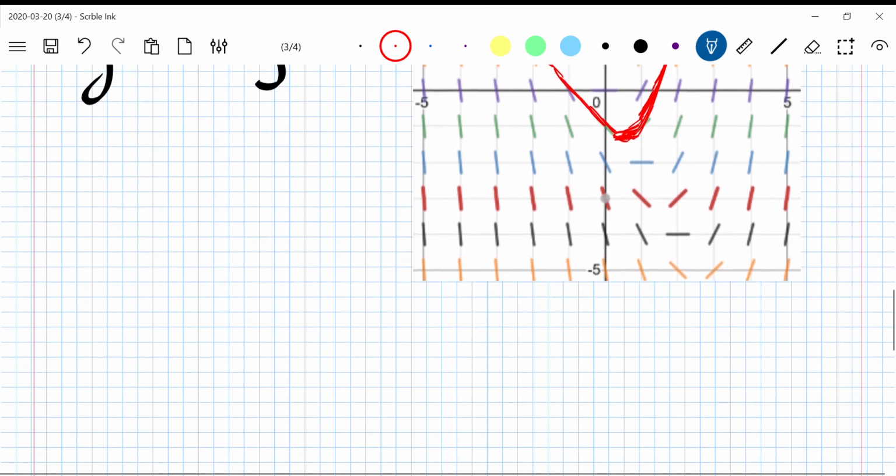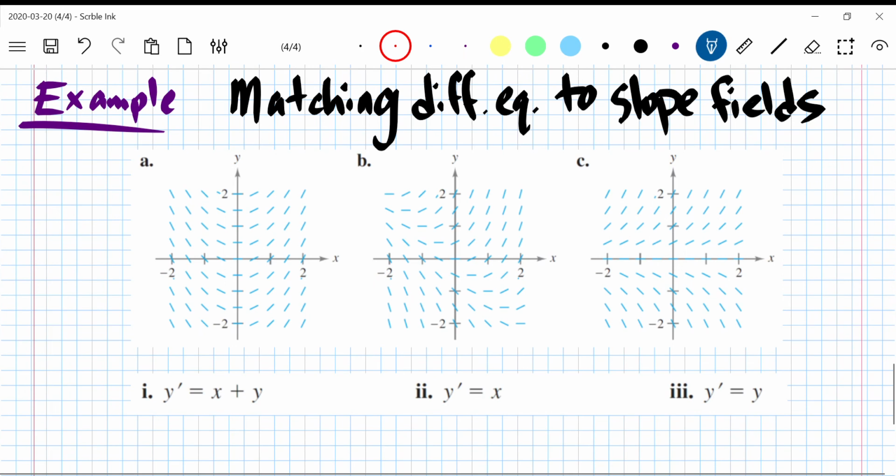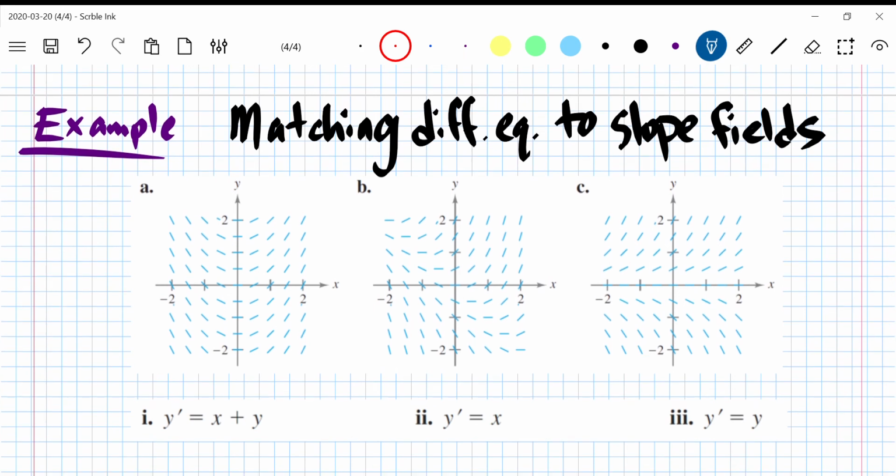Okay, the last type of question that you'll get on slope fields is being able to match up differential equations to their particular slope fields. And you could theoretically just take the time and draw the entire slope field from each one of these differential equations, but that would take you forever. So most commonly, you're going to look at the slope fields and try to identify a location that has different values.